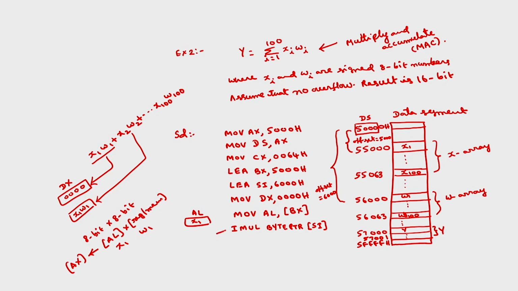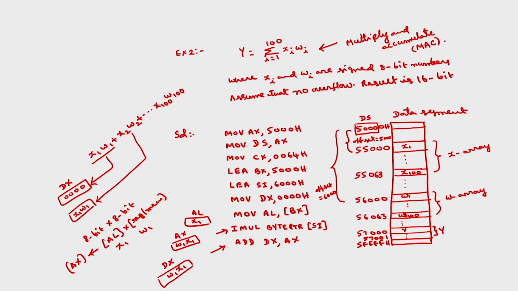So now what will happen? AX will have W1 X1. This I have to add to DX and store the result into DX. ADD DX, AX. The initial value of DX is 0000 and AX is W1 X1. These two will be added and the result is stored back into DX. So after this instruction, DX contains 0000 plus W1 X1, so this is W1 X1.